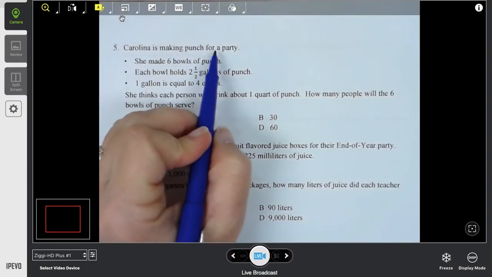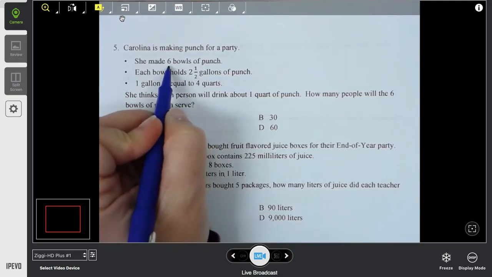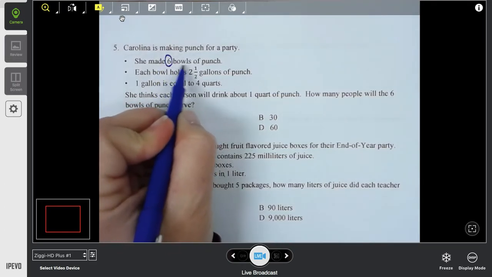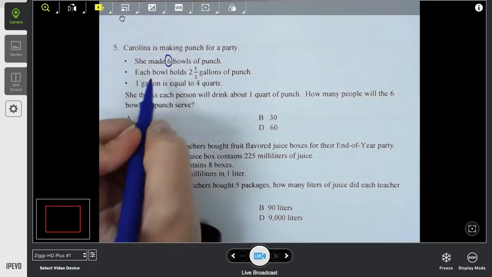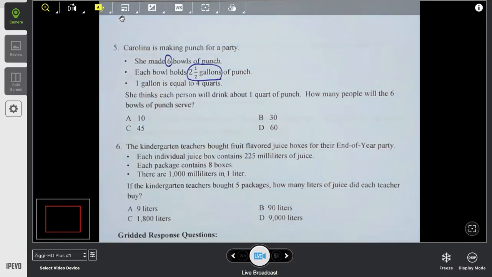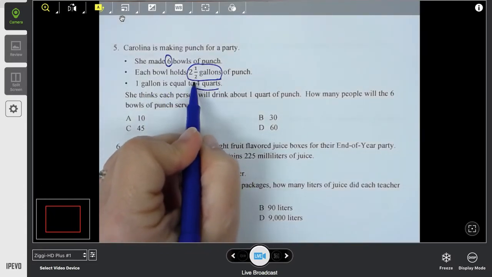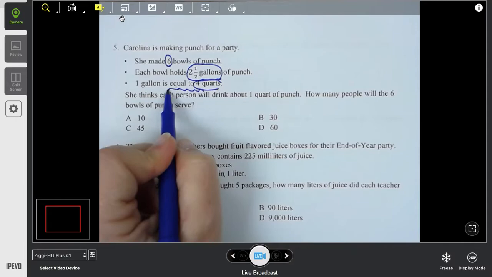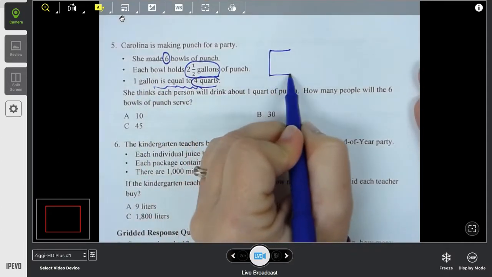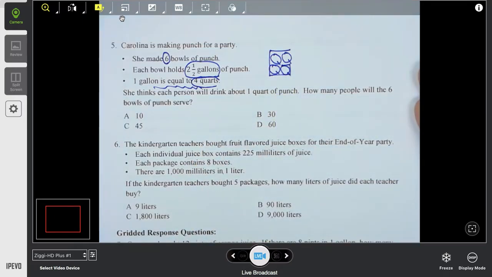Carolina is making punch for a party. She's making drinks. She made 6 bowls of punch. This isn't a unit. It's just telling me she's got these bowls of punch. Each bowl holds 2.5 gallons of punch. 1 gallon is equal to 4 quarts. So that's our conversion, right? 1 gallon, 4 quarts. And we know that because when we do our gallon, there's 4 quarts inside 1 gallon.